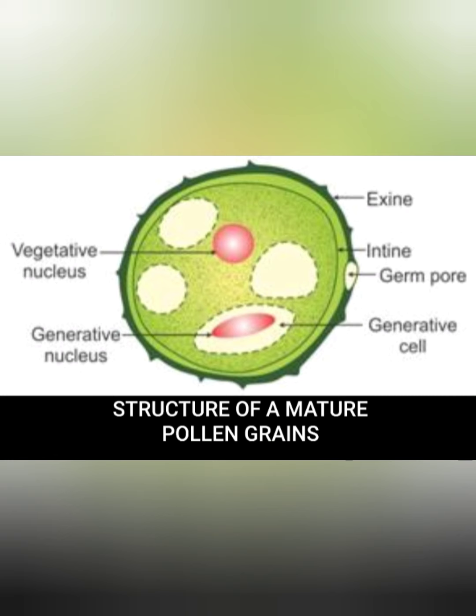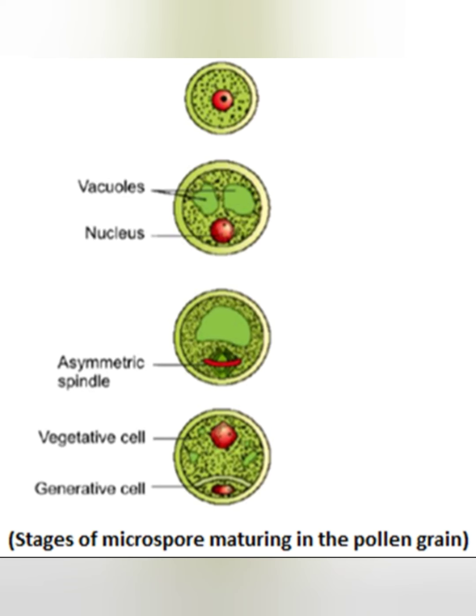Next, coming to the inner layer, that is intine, the inner wall. It is a thin and continuous layer made up of 2 polysaccharides called cellulose and pectin. Polysaccharides are polymers of carbohydrates. A matured pollen grain contains 2 cells. You can also see the stages of a microspore maturing into a pollen grain. Under that you can see the matured pollen grain and the cells present in it in detail. It has 2 cells, one is the vegetative cell and the other the generative cell.